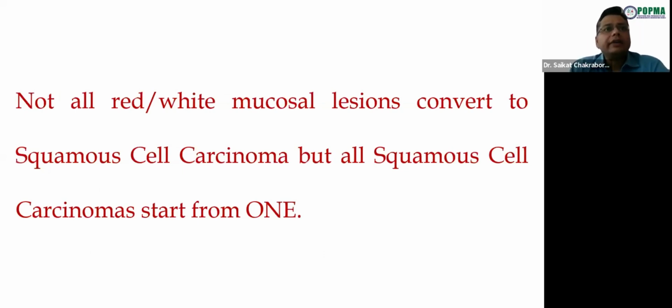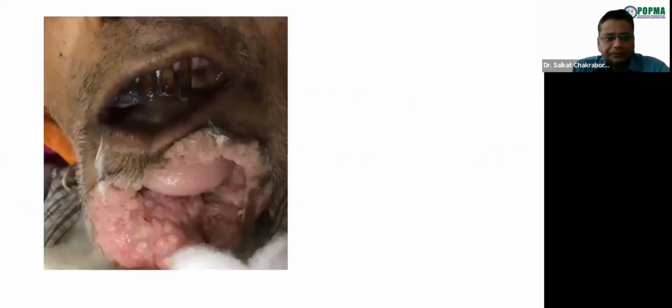Do all white and red lesions classify under OPMD? No, but then every oral cancer starts with one. So the idea is to look for any white or red patch, or any mucosal lesions or abrasion in the mouth, so that we don't leave even one OPMD in the mouth and give it a chance to turn into a full-blown carcinoma.